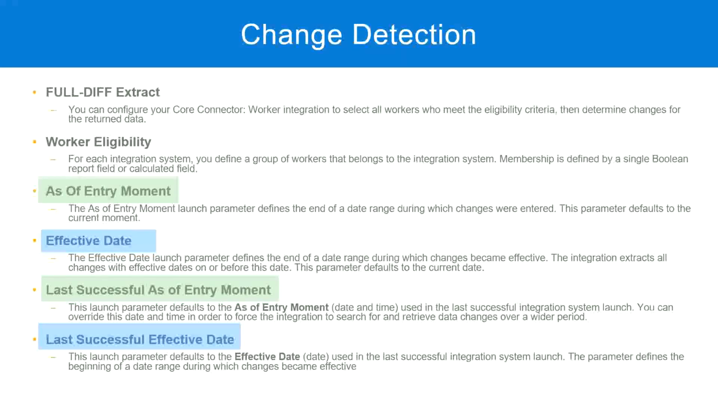So that's why we are going to look at what was the last successful as of entry moment. What was the last time the integration ran, between that and the current as of entry moment? What are the changes that have been made that are effective between the last successful effective date and the effective date? Right. That is what we are looking for.